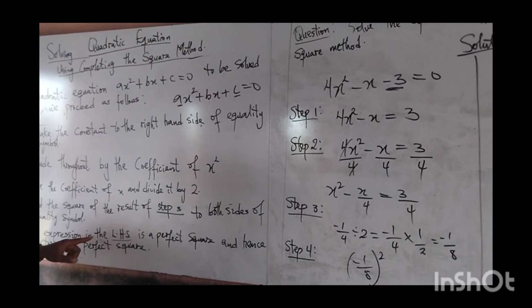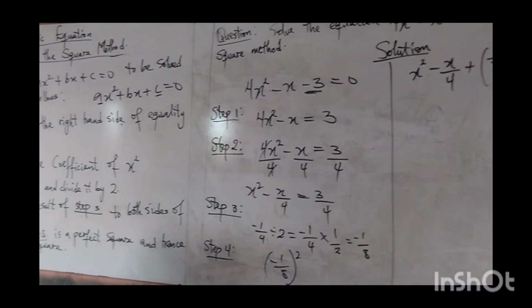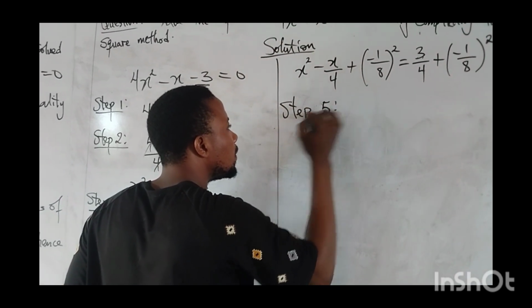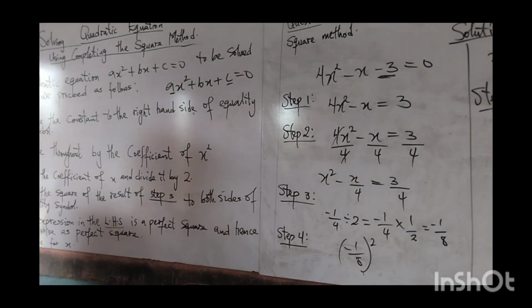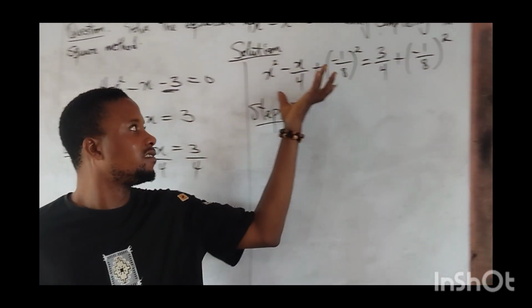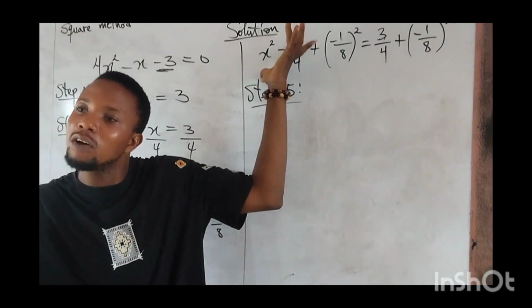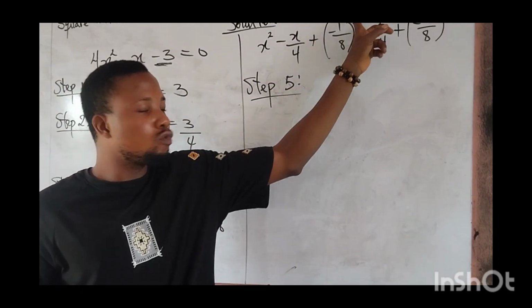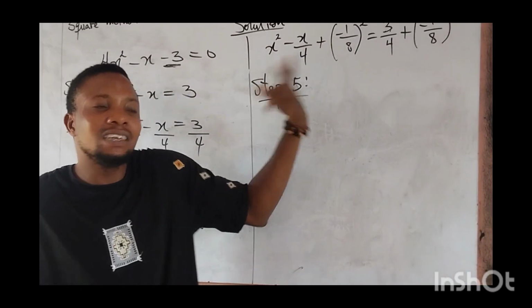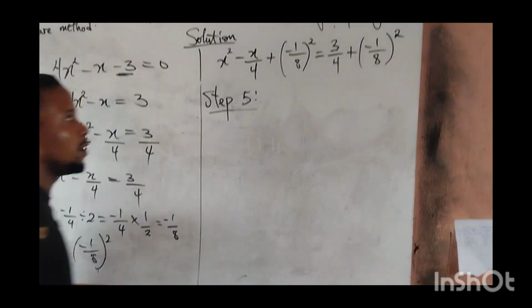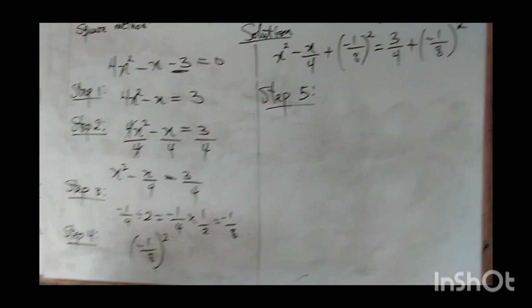Now, if you look at this very well, step 5 is telling us that the expression in the left hand side is a perfect square. A perfect square makes us understand that this one must have a square, this one must have a square, and when we multiply them together and divide by 2, it must give us the middle part. So this place is a perfect square and hence factorized as a perfect square.